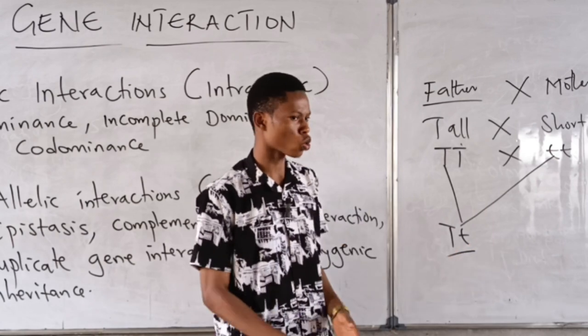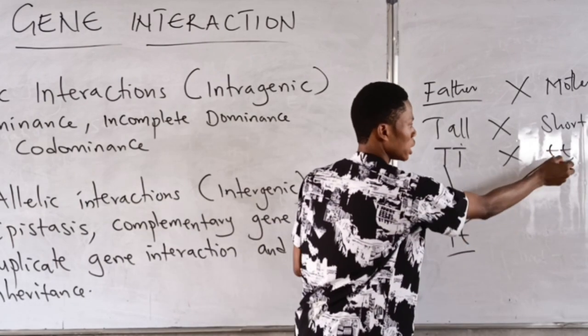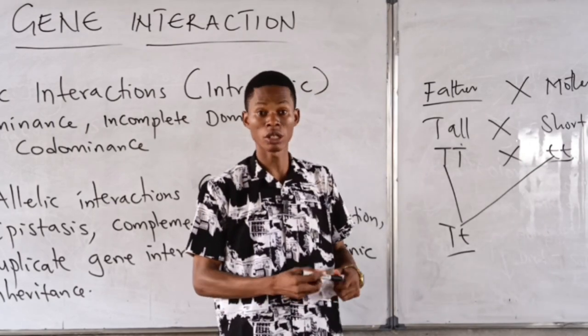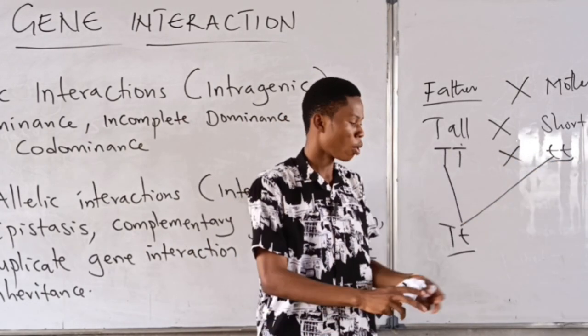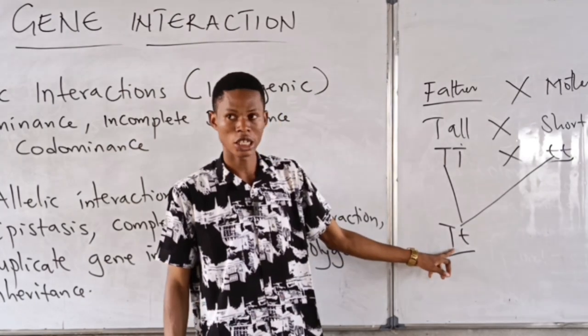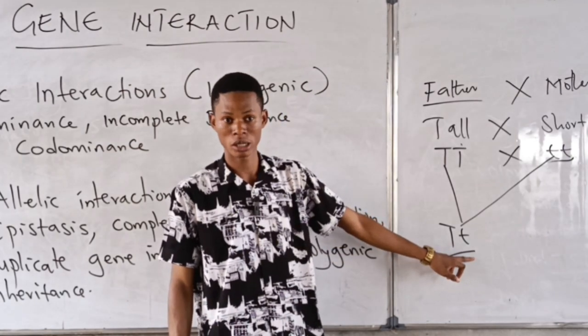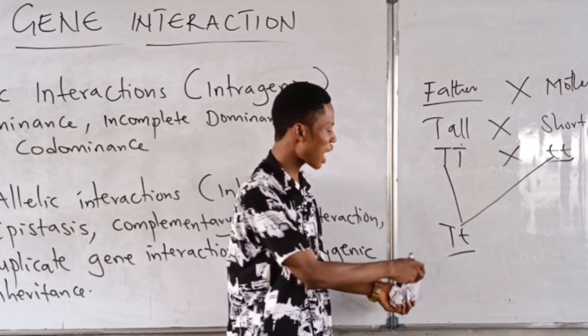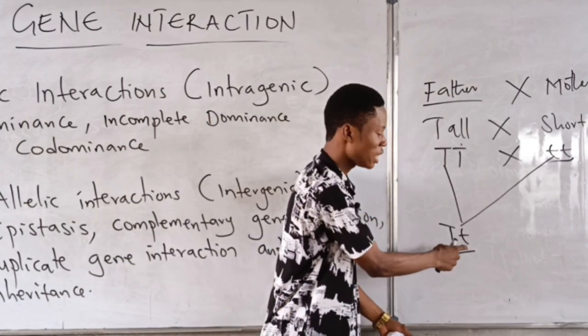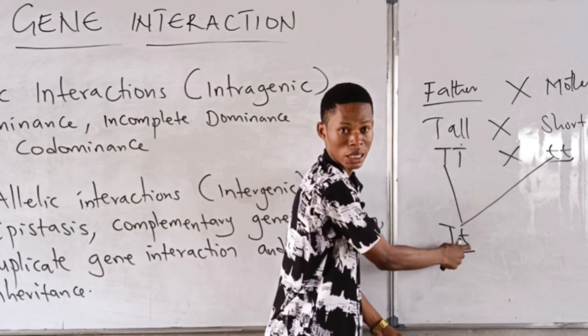Recessive. What if the dominant was not there and we have something like this? Both of them will show forth as shortness, is it not? But because this one is present, it will suppress the expression of this one. That is gene interaction, allelic interaction. This allele is interacting with this one by suppressing it.